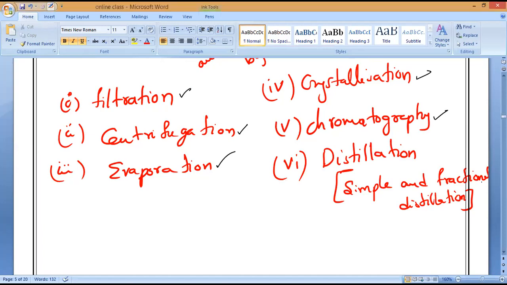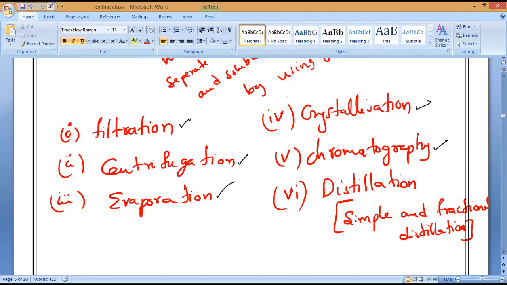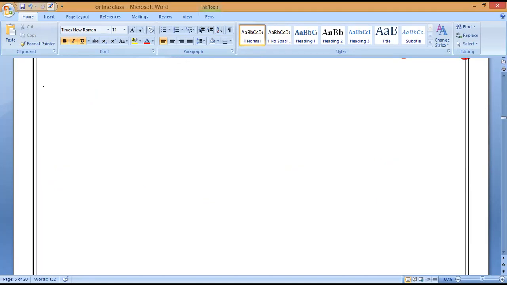So this is simple distillation, or we can say fractional distillation. For our PT, what things are there? Till chromatography, I think. So now the first technique: let us take separation by filtration. What is that first technique, everybody?